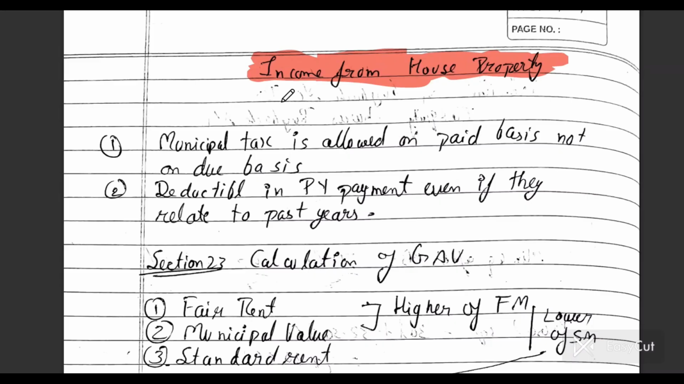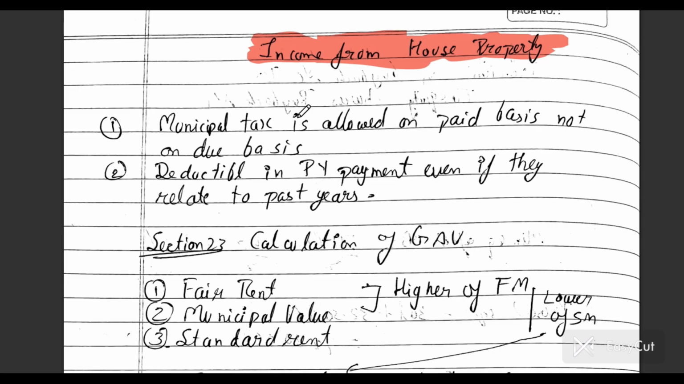So today we will complete income from house property. I will tell you where you have to mark that adjustment in your separate notebook or on a separate page of HP. Okay.